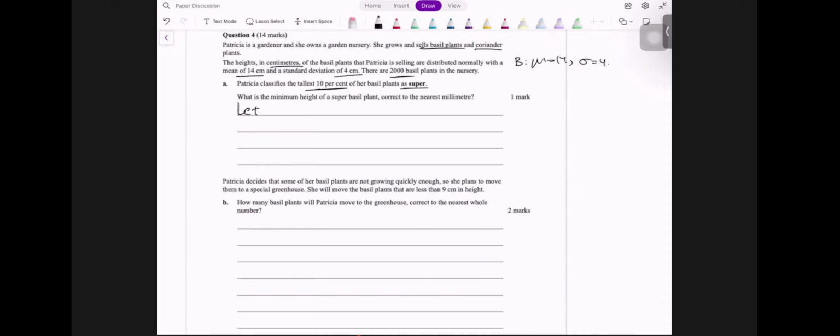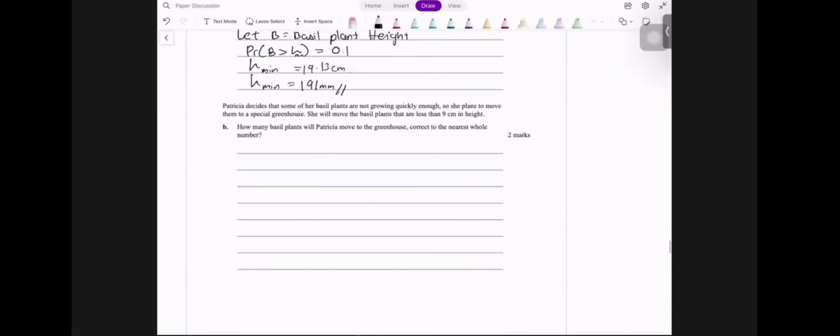So I'll quickly write in terms of my working, let B equal the basil plant height. The probability that the height will be more than a certain value, so I'll say h here, would equal 0.1. And so you get your h minimum value, I'll put min here just because you're looking for the minimum height, which is equal to 19.13 centimeters. But remember, the question is asking for the nearest millimeter, so you have to round it accordingly, which is equal to 191 millimeters.